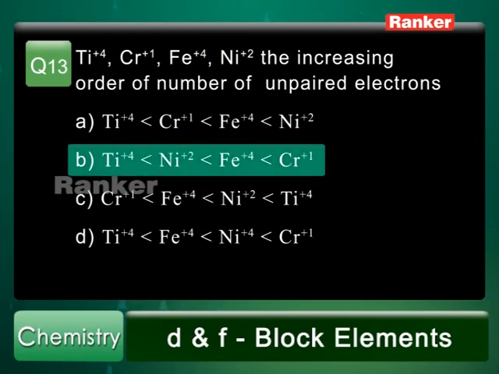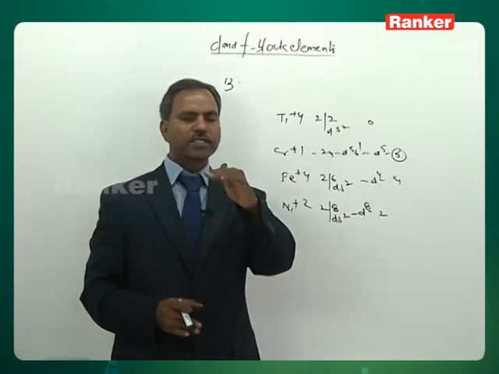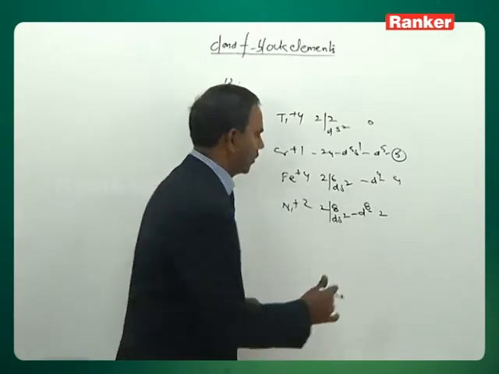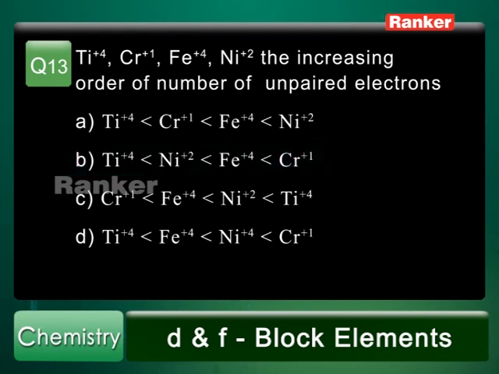Titanium plus 4 is less than nickel plus 2, which is less than Fe plus 4 and chromium plus 1. This is the way you have to do such a question when it appears in the entrance exam. Here answer B is the correct one.